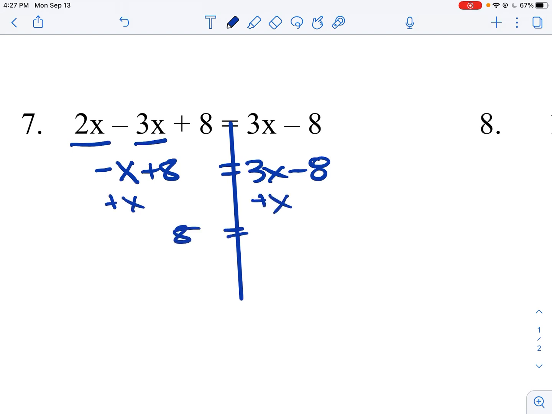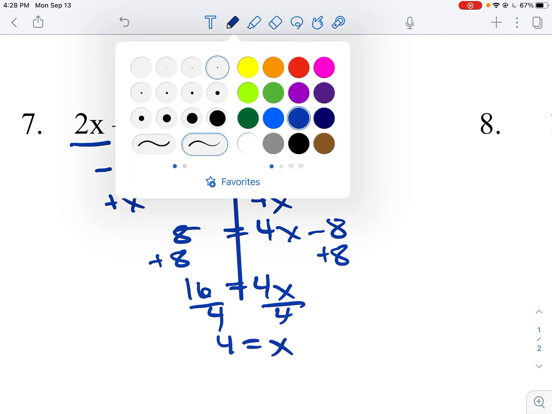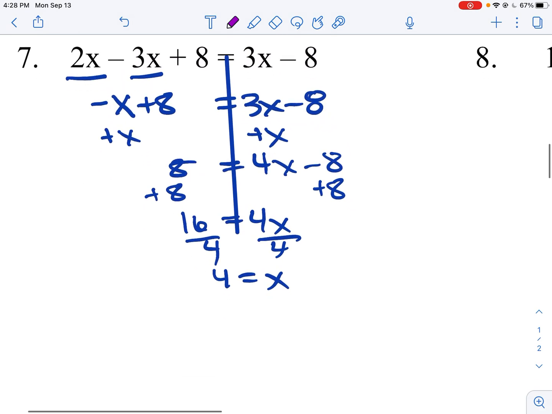Now, I need to add x to the other side. 8 equals 4x minus 8. Add 8 to both sides. Gets 16 is equal to 4x. Divide by 4, and 4 is equal to x.